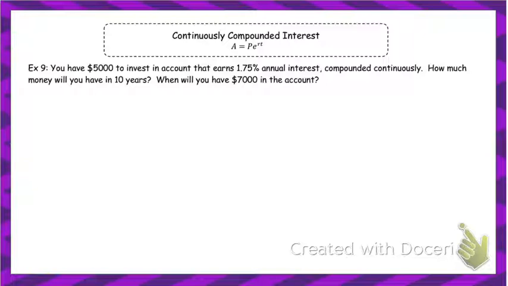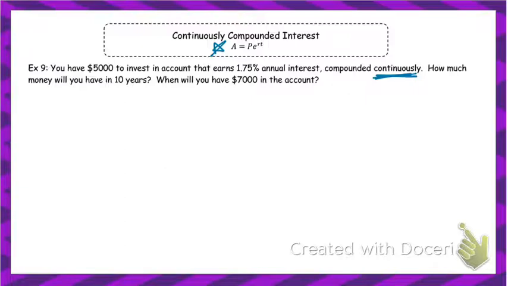So this is the form that we're going to use. Looks like the word PERT, makes it pretty easy to remember. E is the Euler's number E that we talked about last class. So let's say we have $5,000 to invest. It earns 1.75% annual interest. It's compounded continuously. So if you see that word continuously, that is when you use this PERT formula. If you see that it's compounded any other period of time, you use the other formula.